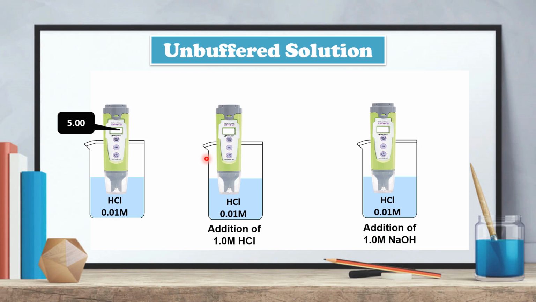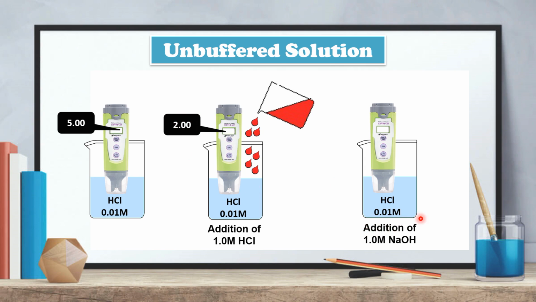For example, take an unbuffered solution: a dilute HCl with a concentration of 0.01 molar. Initially the pH is 5. After the addition of 1 molar HCl into the dilute HCl, what will happen? The concentration of H plus ion will increase, and therefore this will change the value of pH. The pH would become lower, that is pH equals 2.